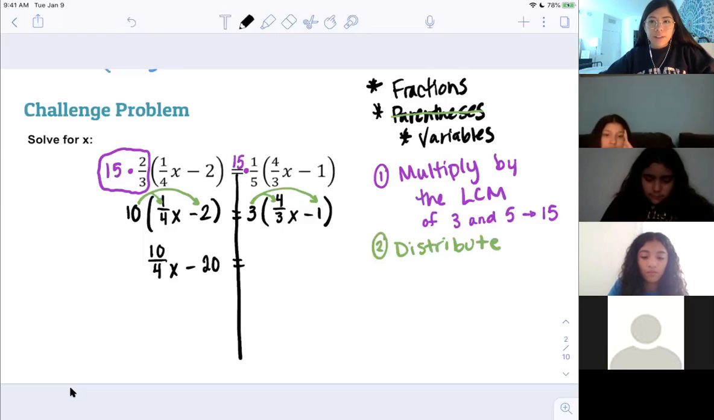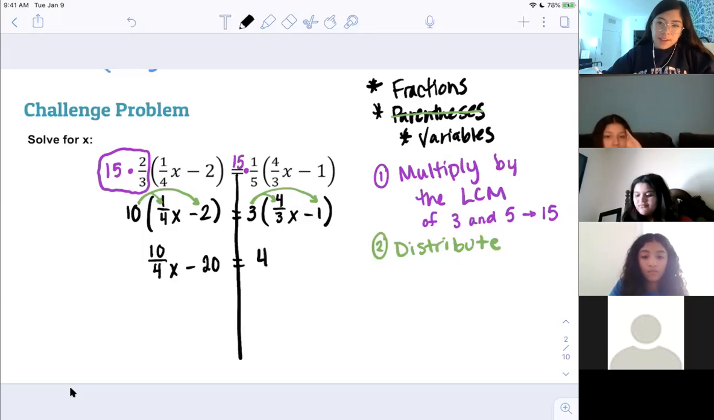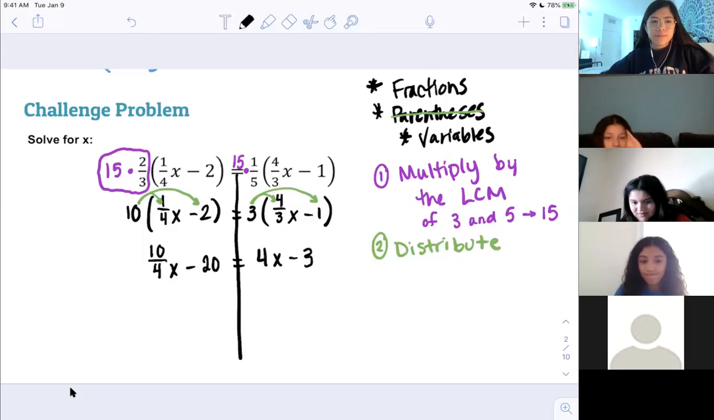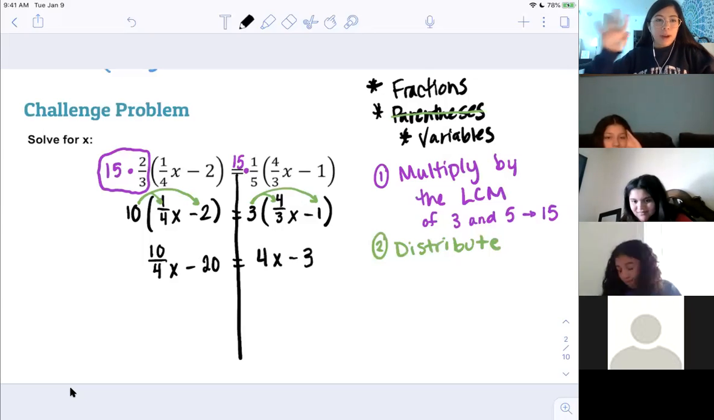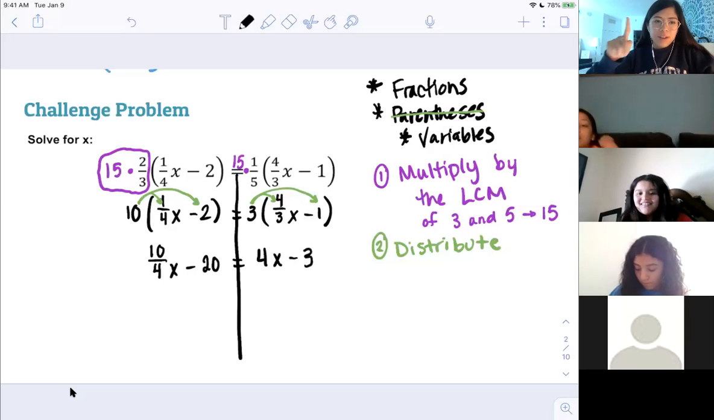Same thing over here on the right. Now I have to do 3 times 4/3. So 3 times 4 gives me what? 12. And then 12 over 3 gives me? 4. So in this case, I got a nice whole number, so I'm good. And then finally, 3 times 1, that's 3. So we went from having 4 fractions to having 2 fractions. Now we're down to 1 fraction.